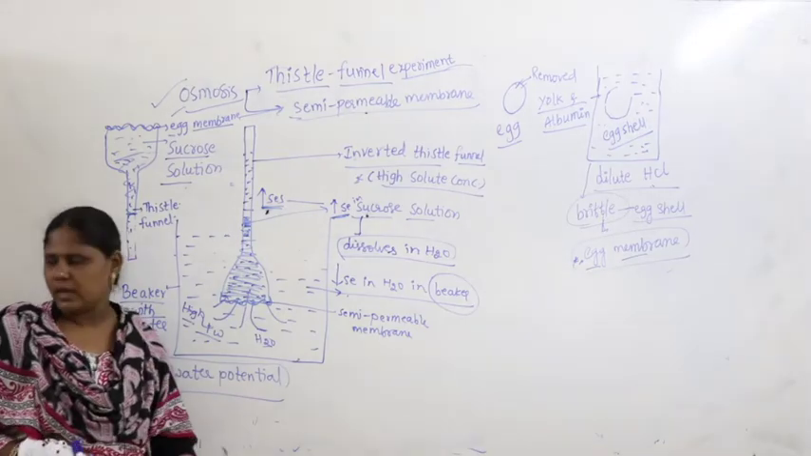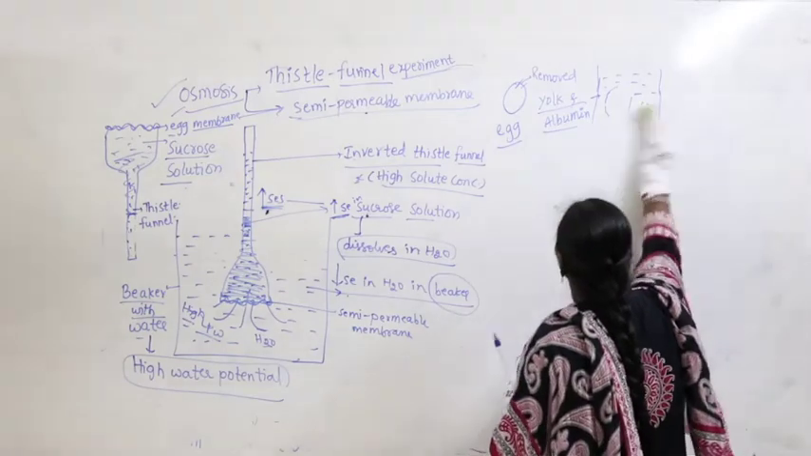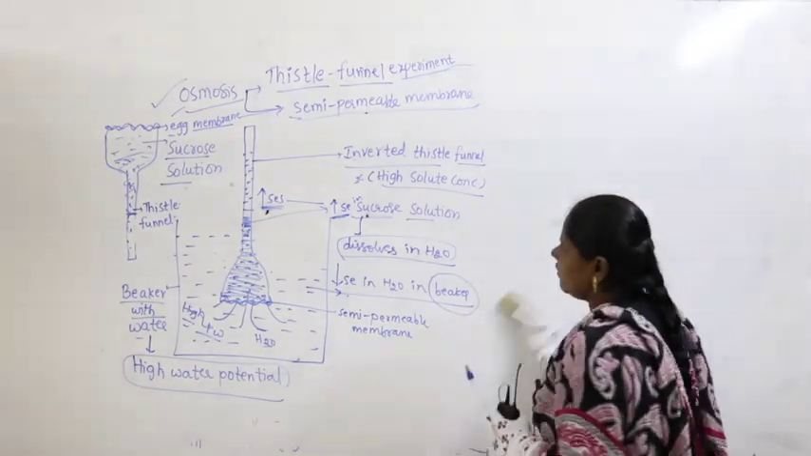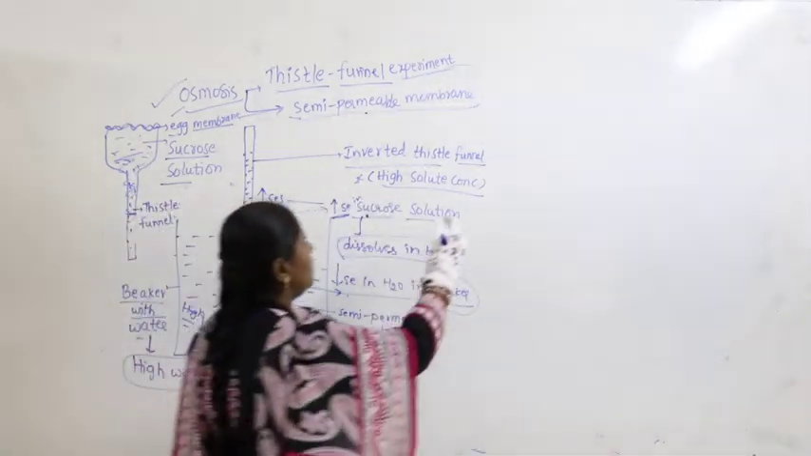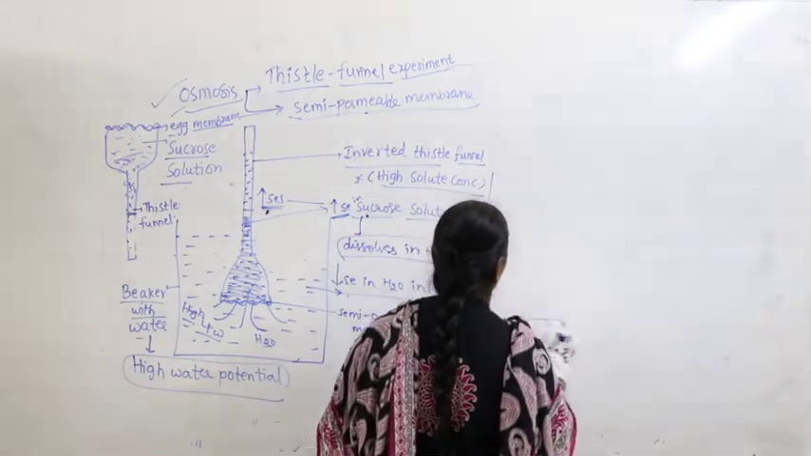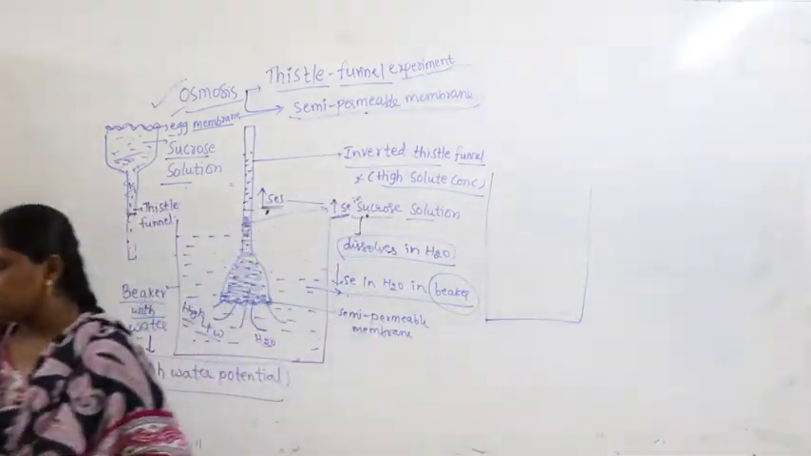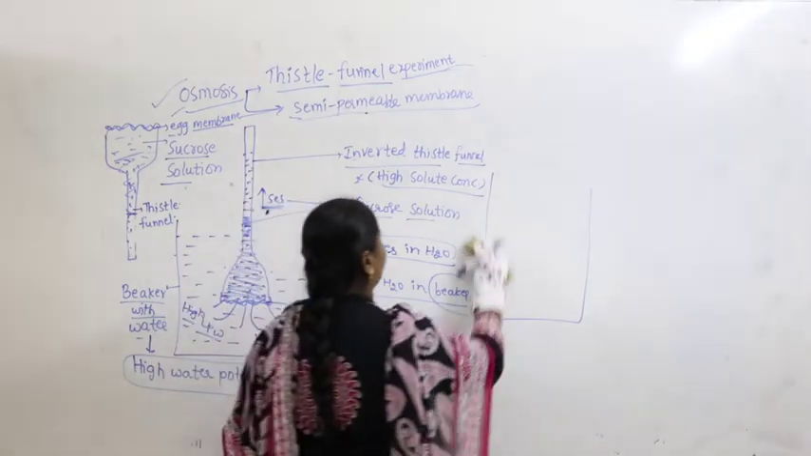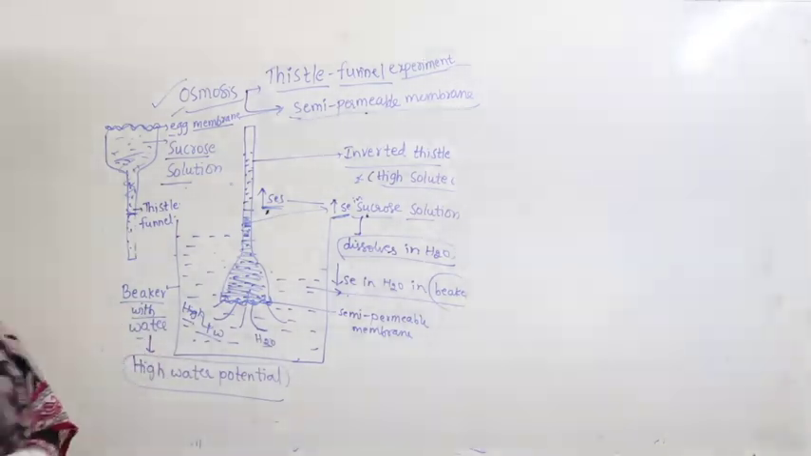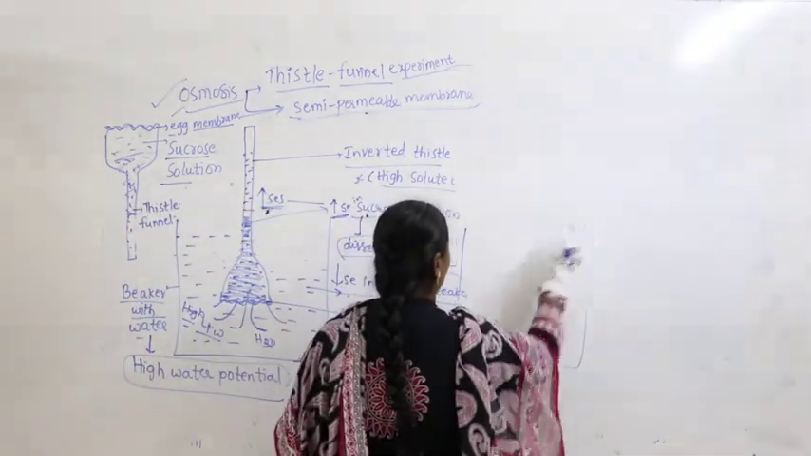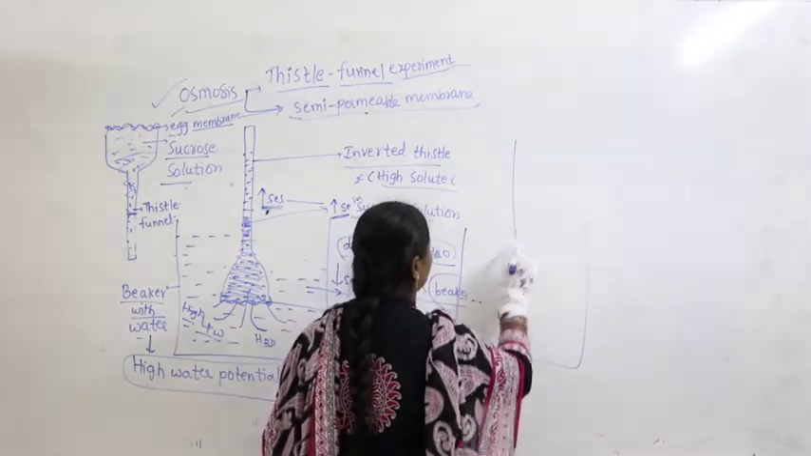After some time, into the same Thistle funnel, they applied pressure. So what did they do after some time? I am drawing the same thing again here, a little condensed in size to write the matter over there. After some time what you can see here is that there is a decrease in water. Water has come down here. So let us take the Thistle funnel here like this.